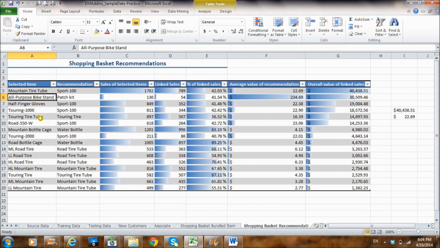So same thing over here. How about this one? When somebody purchases a touring tire, you can recommend that person to buy a touring tire tube. That one is worth $4.35. So you can see the monetary value of each recommendation for certain products listed over here. Alright, so this is a very convenient analysis for action plans for retailing or any other cases. Alright, thank you.